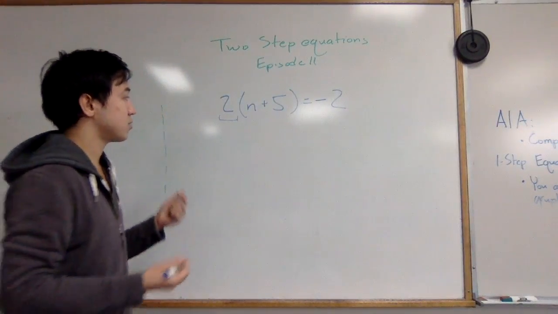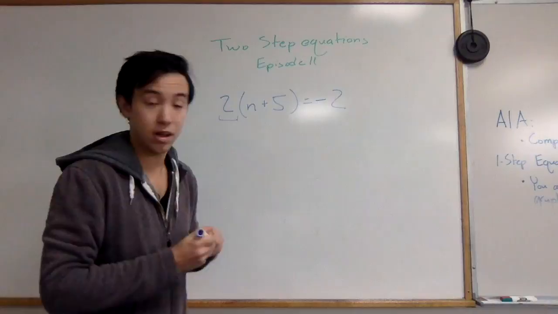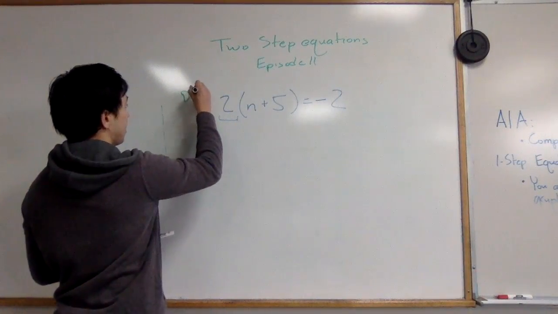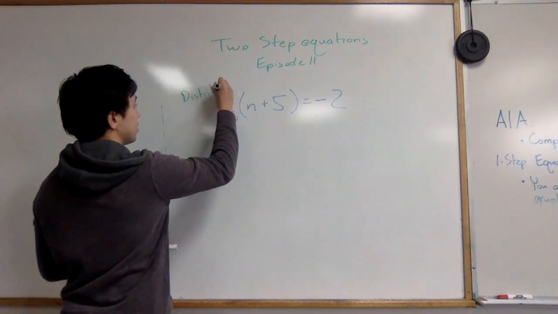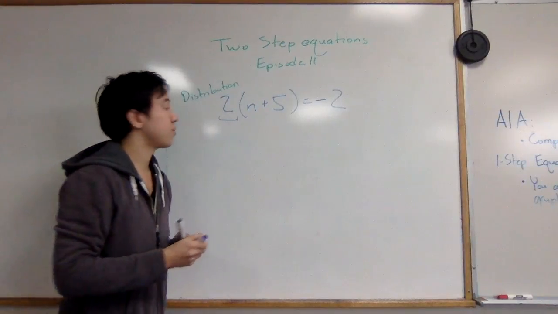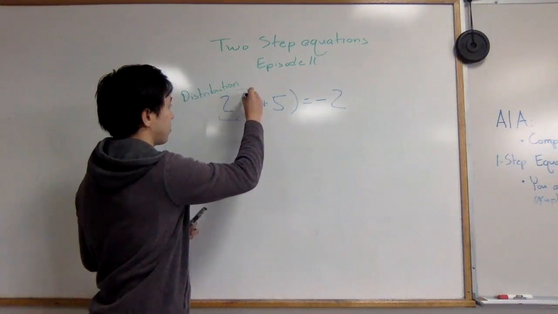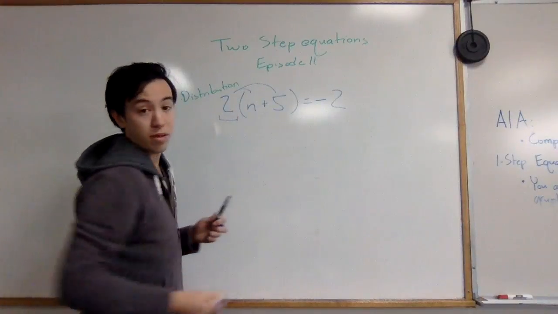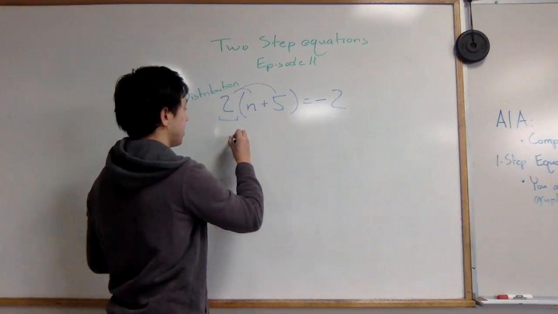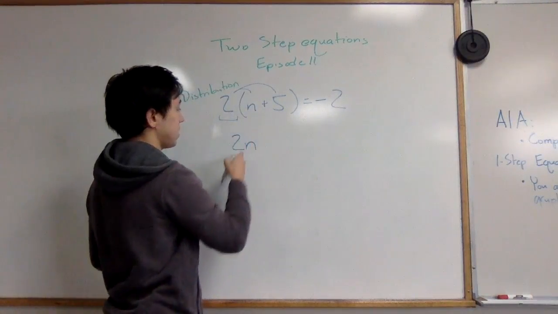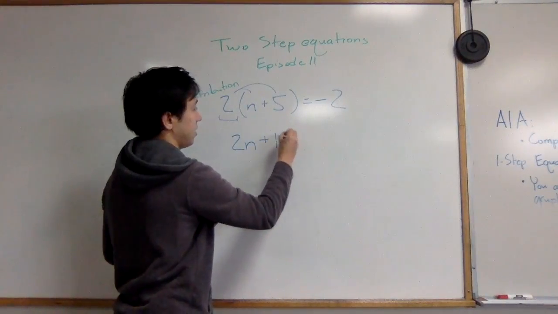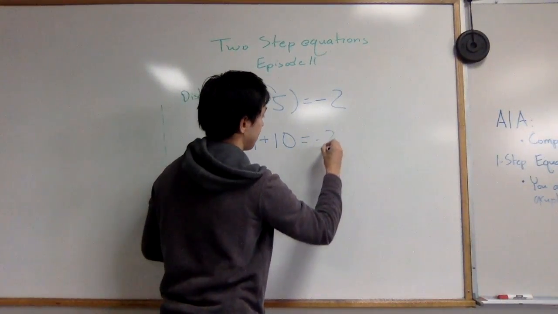The way we can deal with that is with something we call the distributive property of multiplication. We call this the distributive property, or distribution. When we see something in front of parentheses, we can take it and multiply it with both of the things inside the parentheses. So when you distribute the 2, you get a 2n. This 2 times n is 2n, and 2 times positive 5 is 10, equals negative 2.